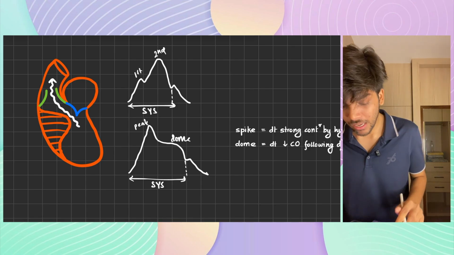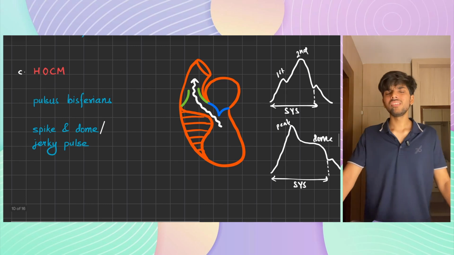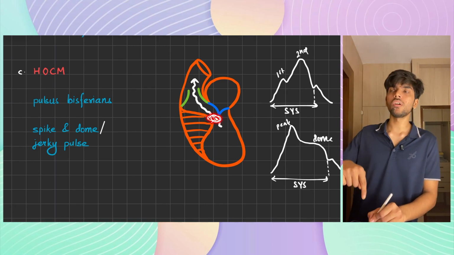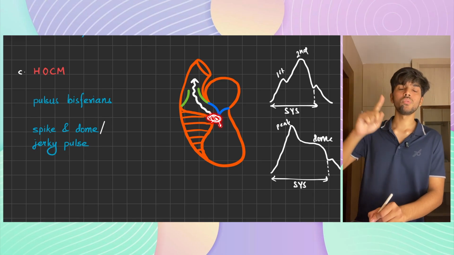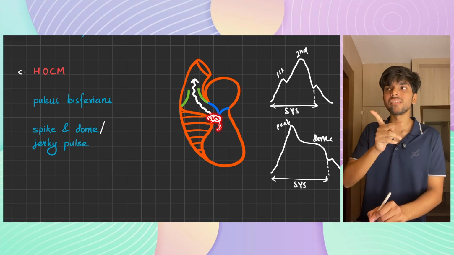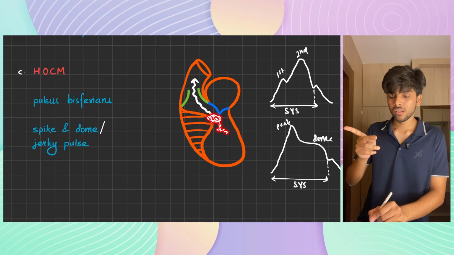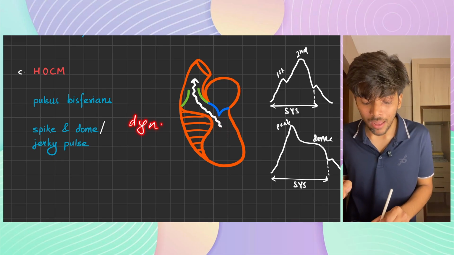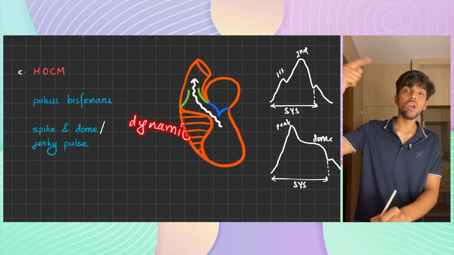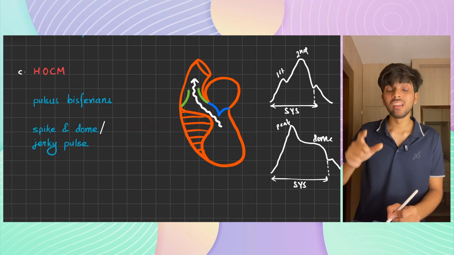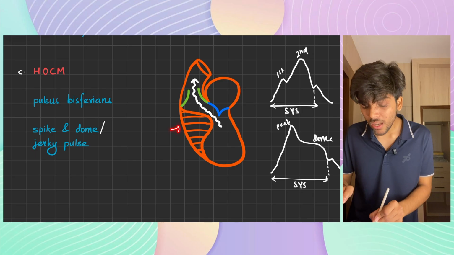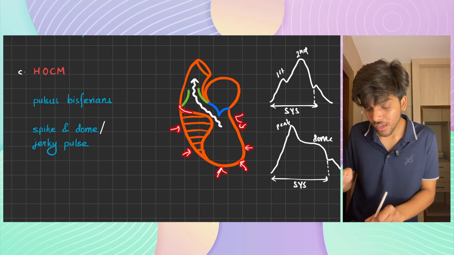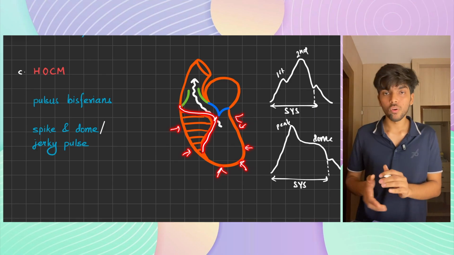Now, why is there a peak and a dome? I just said that it is going to obstruct the outflow. If it is obstructing the outflow, should it not be like aortic stenosis? Should there not have been pulsus parvus et tardus? No, because the obstruction here is dynamic. The obstruction in aortic stenosis was fixed. Dynamic means it is only when the ventricle contracts that the interventricular septum plops in and obstructs the outflow.